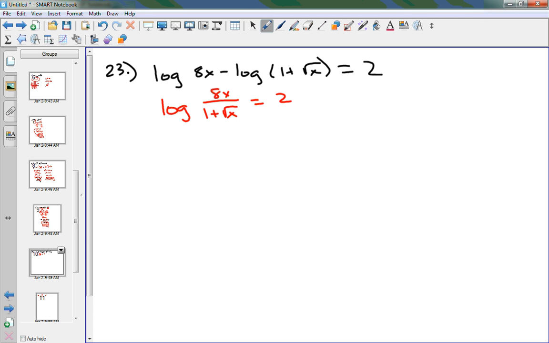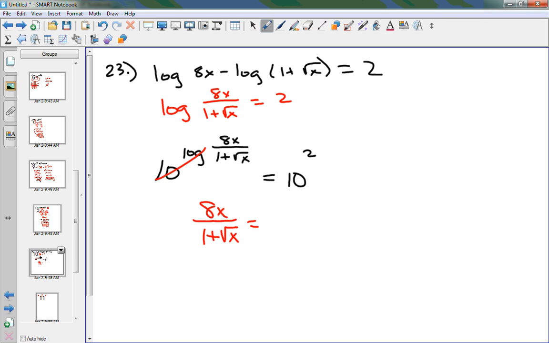There's only one log, why do you need to get rid of it? I don't want any log. Currently I have log base 10. Even though the 10's not there, it's understood to be there. So what I'm going to do is make all of that problem become an exponent. Remember this? And what happens to the 10 and log base 10? That cancels out. Then you're left with 8x over 1 plus the square root of x is equal to, what is 10 squared? 100.